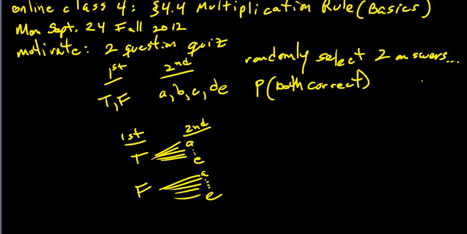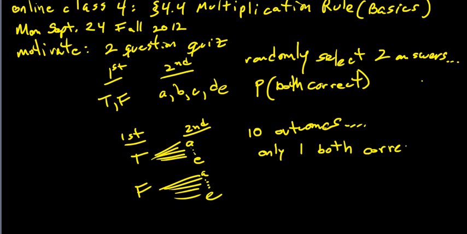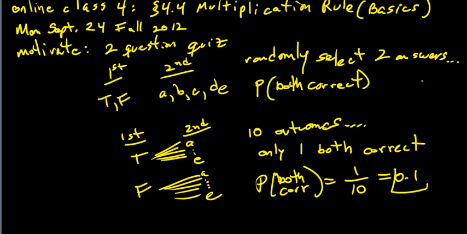Clearly, we can see there are 10 paths from left to right, hence 10 possible outcomes, 10 possible quiz papers I might view, and only one is correct. Only one has both questions correct. So it's an easy thing then to state that the probability that both questions are correct is going to be 1 out of 10, or 0.1.